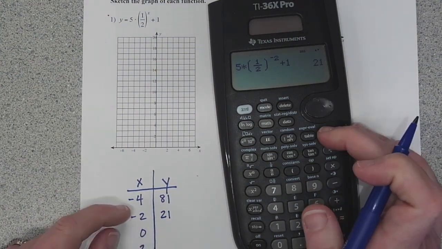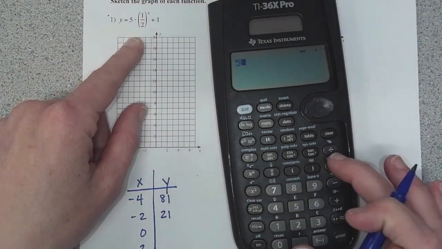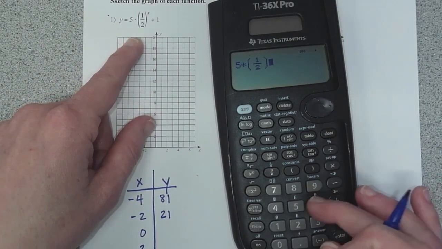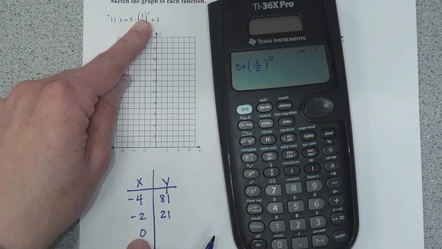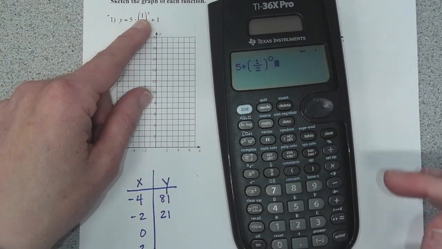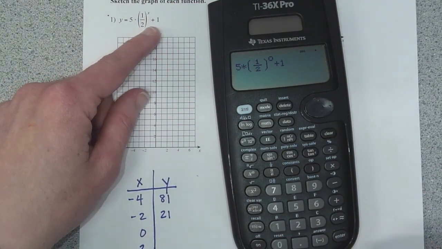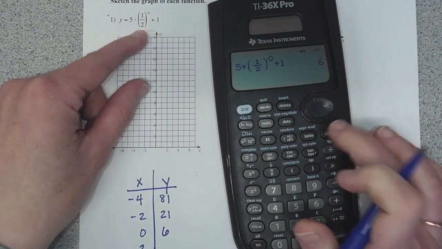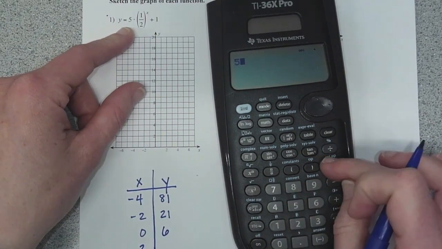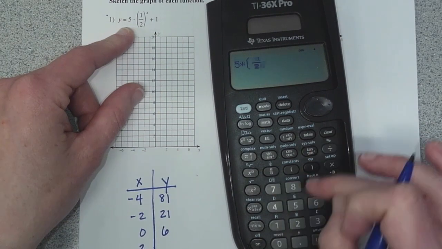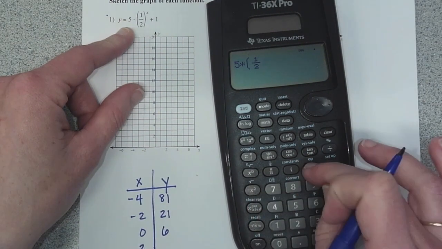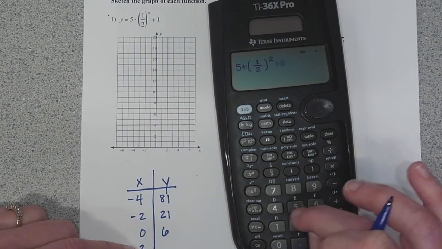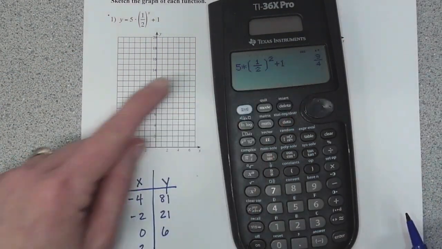Okay, 2 done, 3 to go. Let's keep going. 5 times, parentheses. Close those parentheses. This time, what is my x value? Oh, looks like it's 0. Okay, and then +1. And now I get a y value of 6 to go with that 0. Let's do our next to last one. And parentheses. This time x value is at 2, +1. We get a value, 9/4.